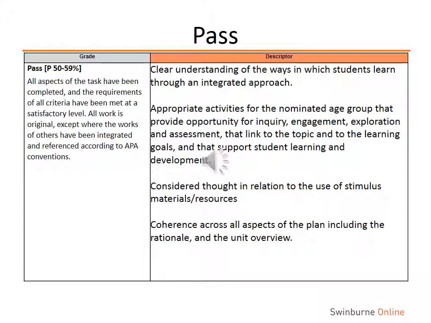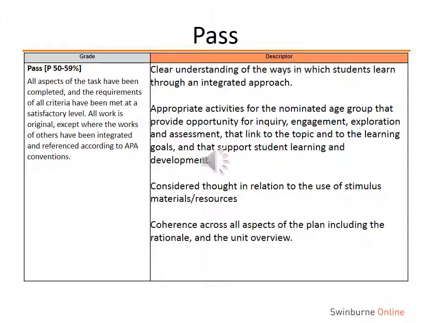So for a pass, you would need to have a clear understanding of the way that students learn through an integrated approach. You need to have the correct age group, and that needs to be written in your unit. It needs to be appropriate. The activities that you provide need to be appropriate for that age group. The stimulus materials need to be carefully considered for that age group, and do they work? And why are they going to work? Why have you chosen them?